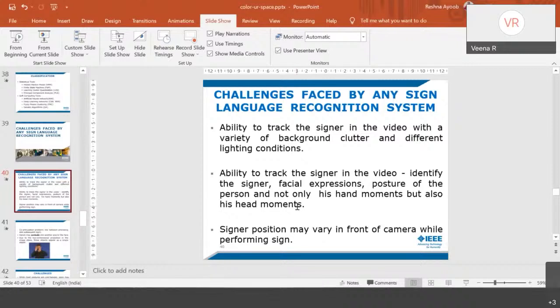The basic thing is that we have the signer, the deaf and dumb person, doing the sign, and the system is taking the photo or video of that signer and converting it to text. So the signer is there and he knows how to do the sign. While a normal person is talking with a deaf and mute person, he is doing the sign, and the system is capturing the video, converting and pronouncing it. Hope you understood that.